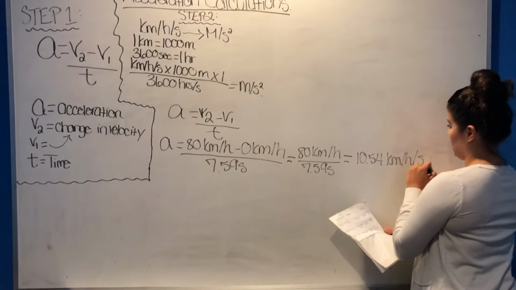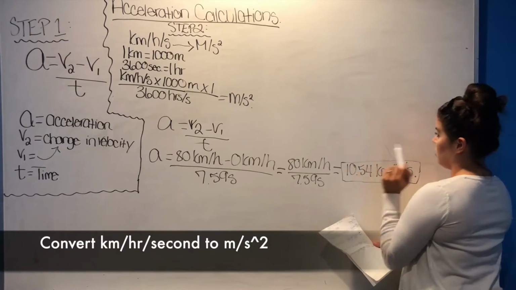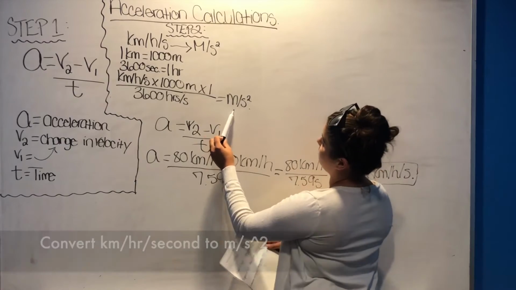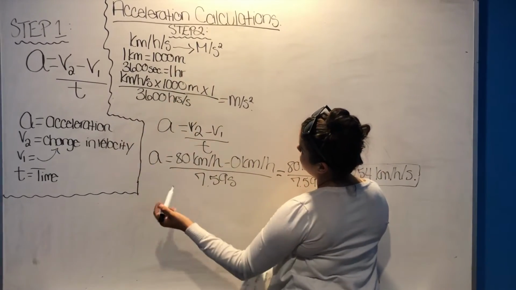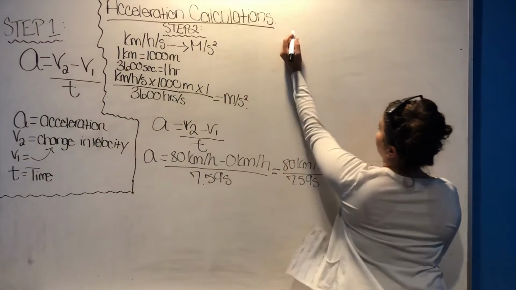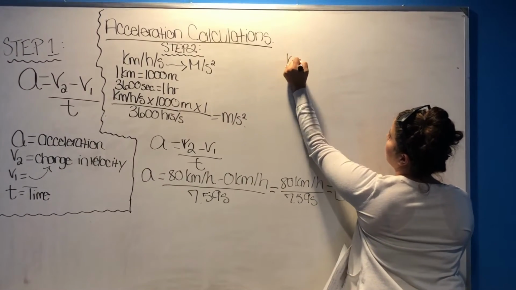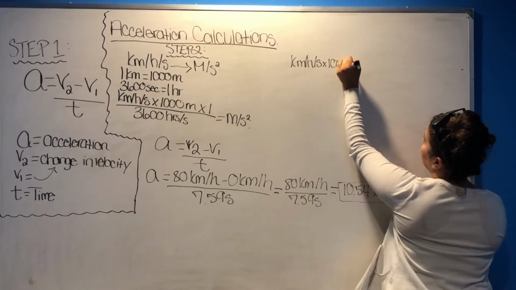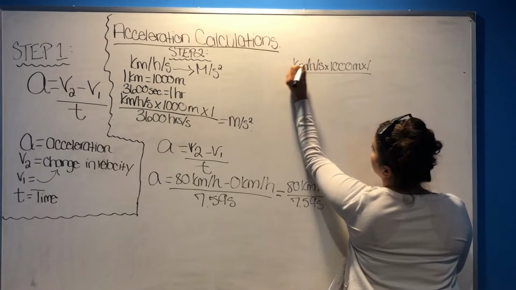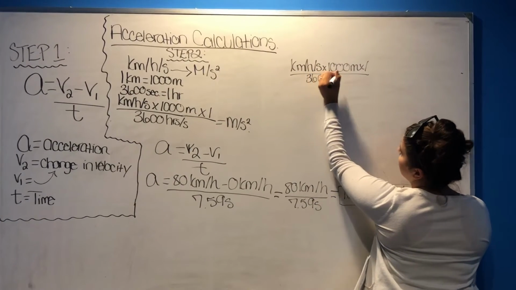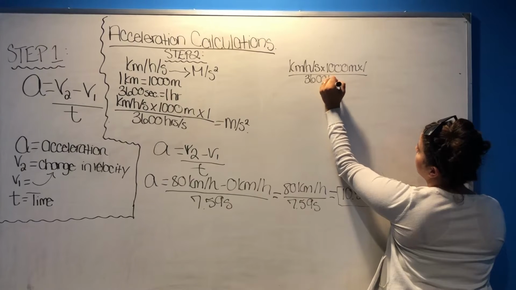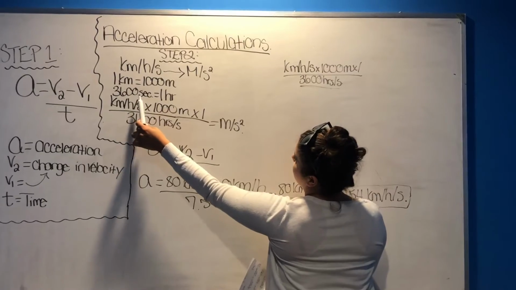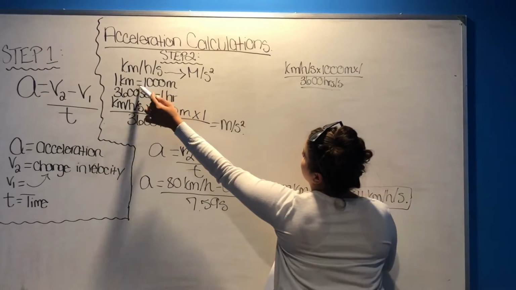So from here, we have to convert kilometers per hour per second to meters per second squared using the formula in step 2, which is kilometers per hour per second times 1,000 meters times 1 divided by 3,600 hours per second. We're using these numbers because there are 3,600 seconds in an hour and 1,000 meters in 1 kilometer.